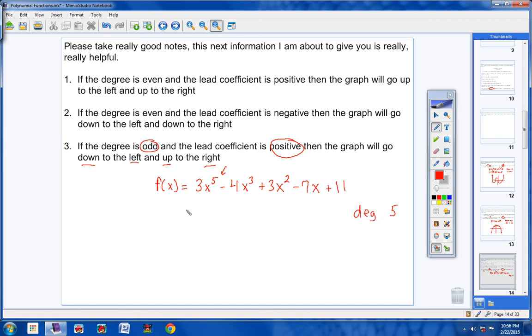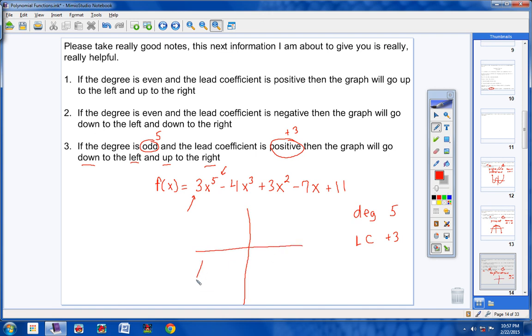What is the lead coefficient? Well, right here. So you have a lead coefficient that is positive. Okay? So, if the degree is odd, and it is, we have an odd degree, and the lead coefficient is positive, and we have that, a +3, then the graph will go down to the left and up to the right.